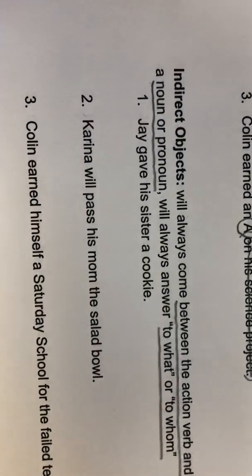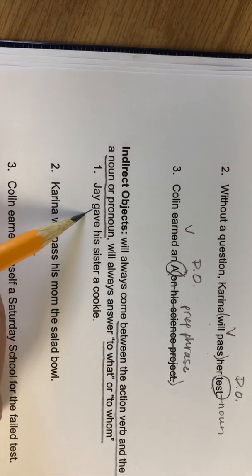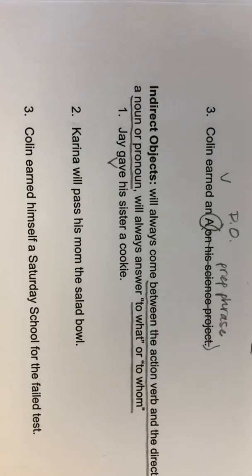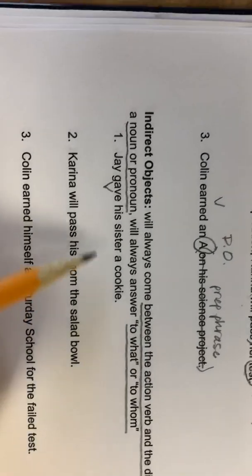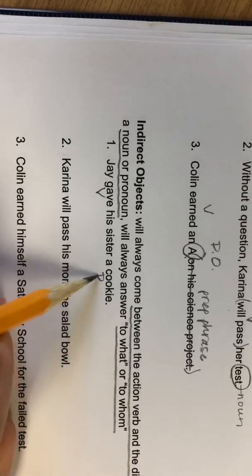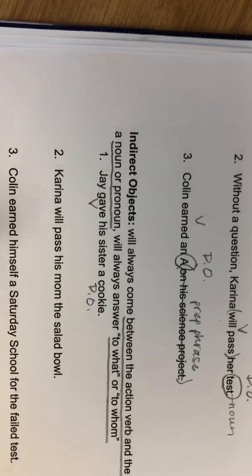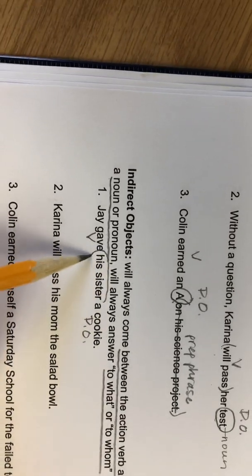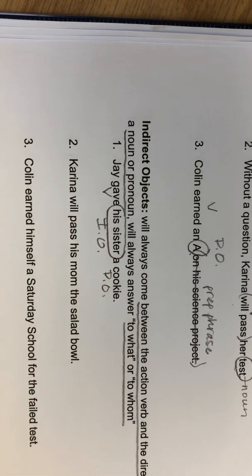So if we look at this first sentence right here, Jay gave his sister a cookie. Gave is our verb. If I said gave what, he gave a cookie, so that's going to be our direct object. To whom did he give the cookie? He gave it to his sister. So that's going to be our indirect object.